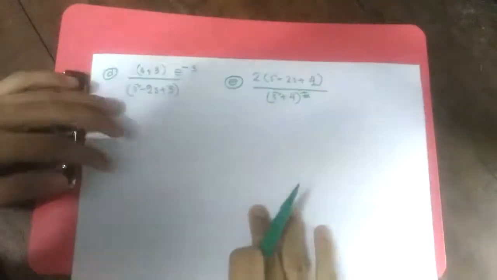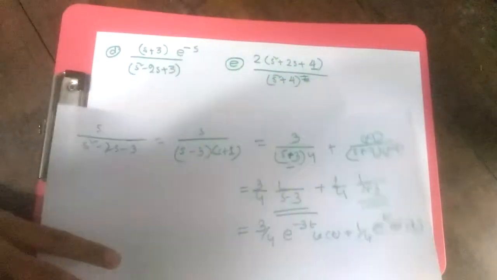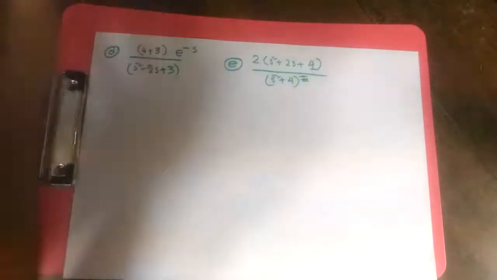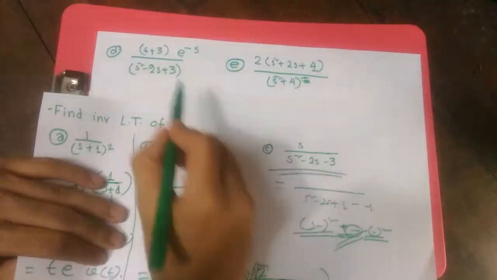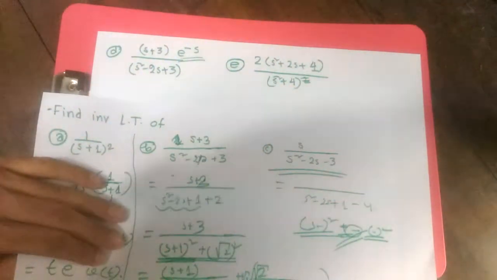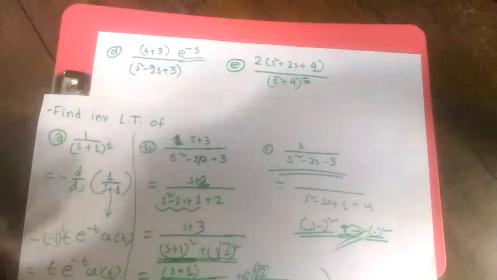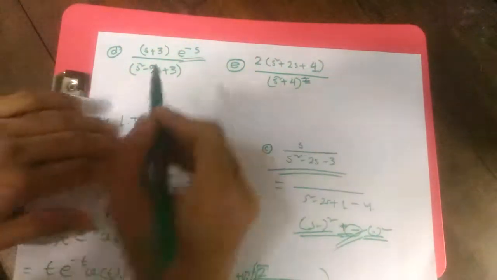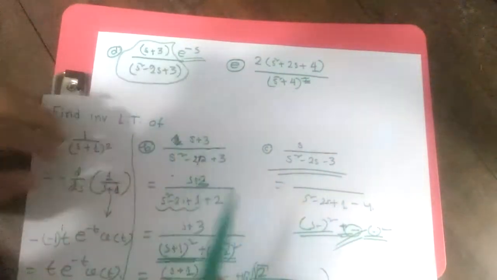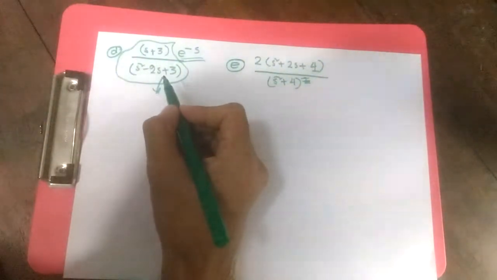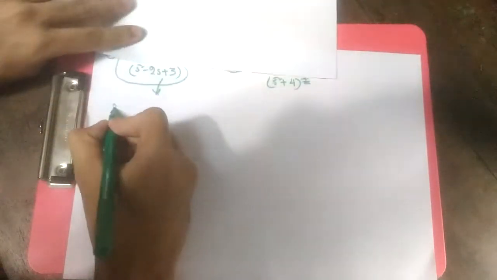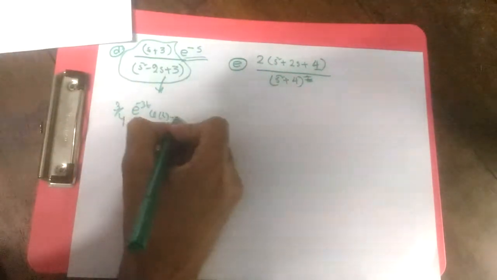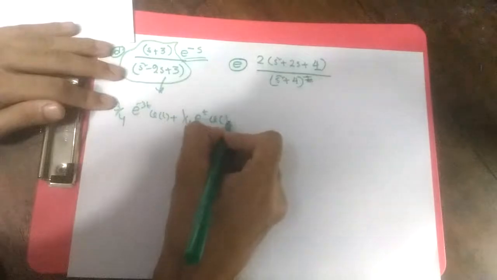Now the fourth problem. Okay, so the fourth problem is simply our third problem with an e to the power minus s added, right? Now we know when you shift in the time domain, there is an e to the power minus s in the Laplace domain. The inverse Laplace transform of this function, we found out right now, is going to be 3 by 4 e to the power minus 3t u of t plus 1 by 4 e to the power t u of t.